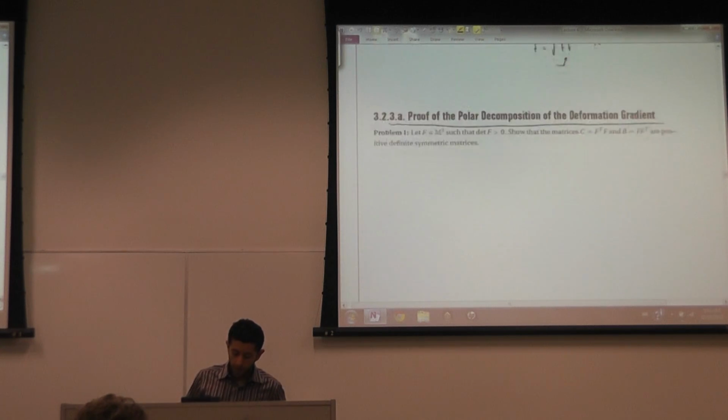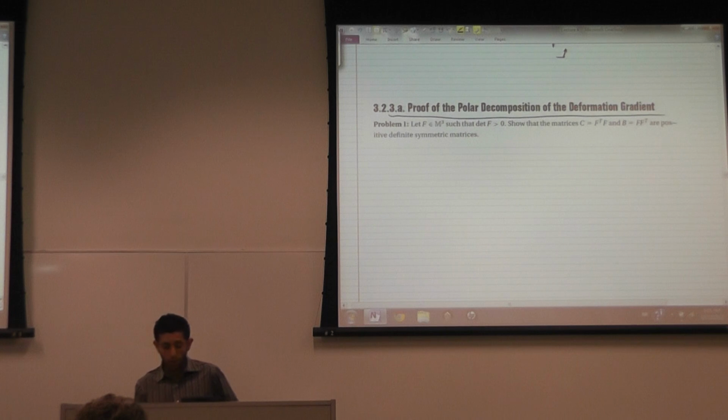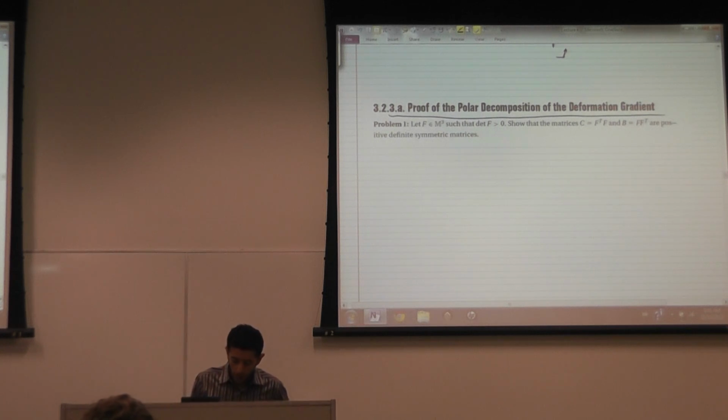So, we're going to go through this using a few problems, and the first problem is, I want to show if I have a matrix such that this matrix has the determinant greater than 0, that these two matrices are positive. By positive, I mean they're symmetric matrices, and their eigenvalues are positive as well.